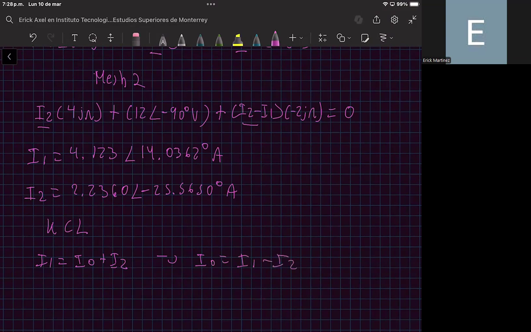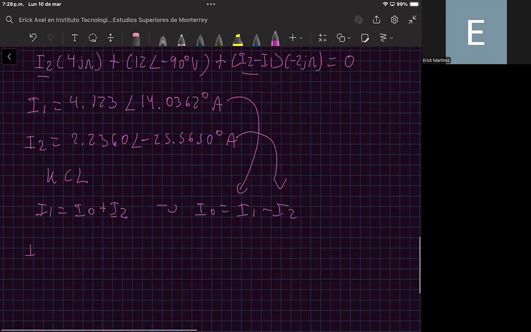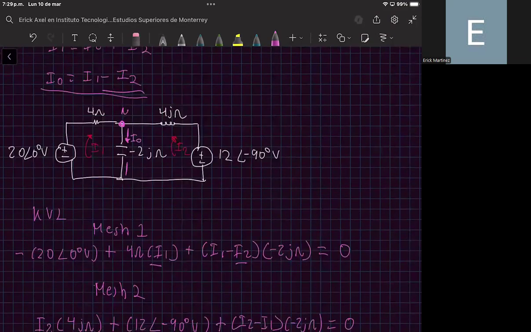So we can plug these values into this expression, and we will notice that I sub 0 is equal to 2.8284 with an angle of 45 degrees, and these are amperes, okay? So this is a brief example of how you can start analyzing AC circuits using mesh analysis. The main point here is that you need to be very careful in how you are defining the directions of the currents and also in identifying correctly the closed loops in the circuit, or the meshes of the circuit.